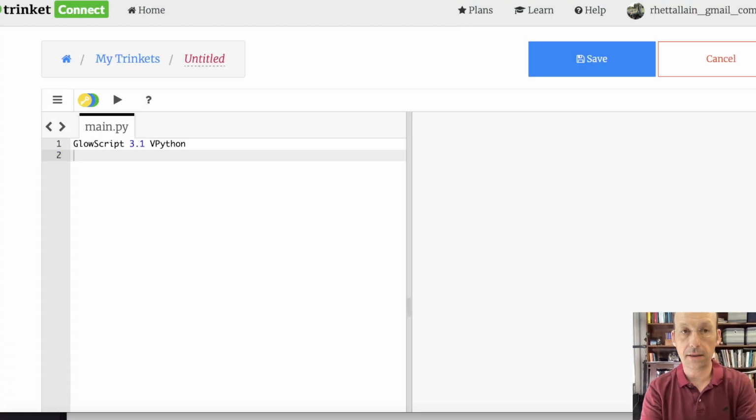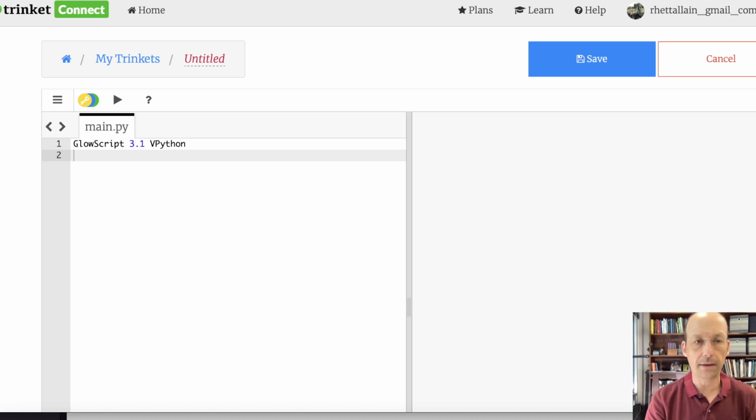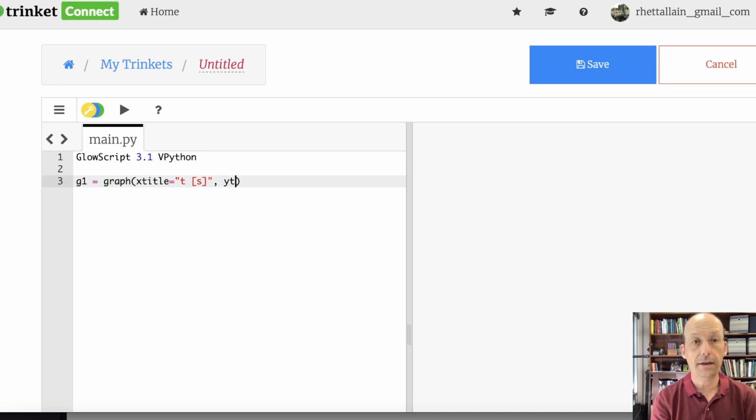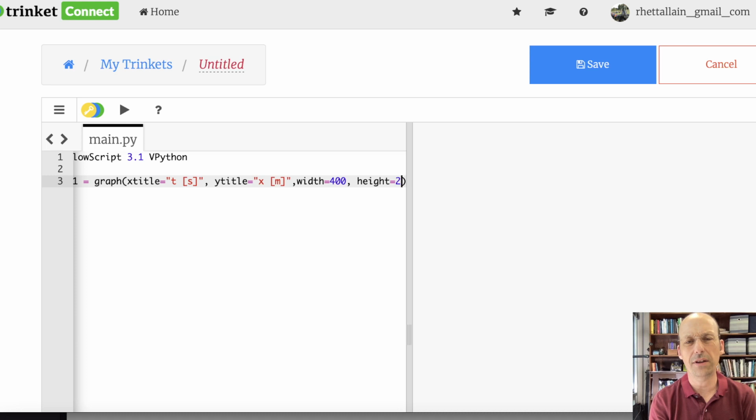Okay, Python. So I'm using GlowScript VPython like I always do. I'm not going to make a model of it. I'm just going to plot it. So let's first make a graph. G1 equals graph. X title equals time. I'm going to plot x versus time. Oops, that's not supposed to go there. Is that big enough? Y title equals x in meters. And then I need to do this. Width equals 400. Height equals 200.